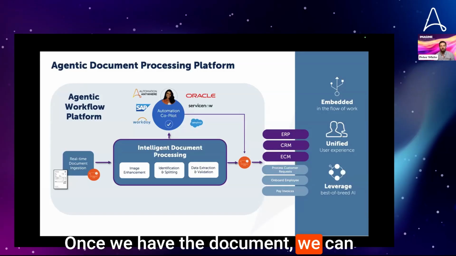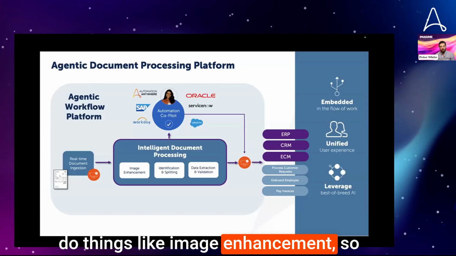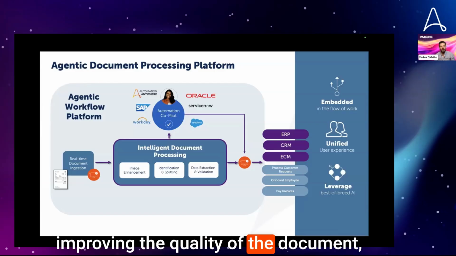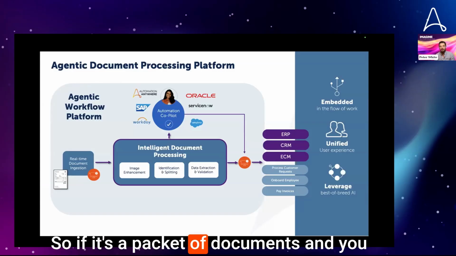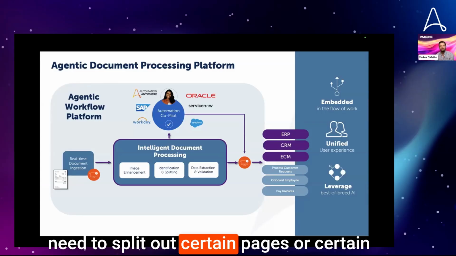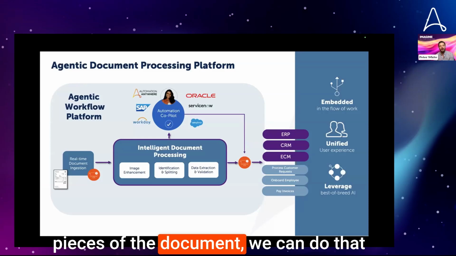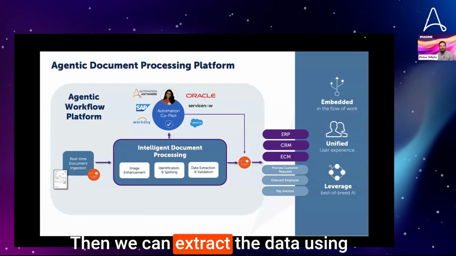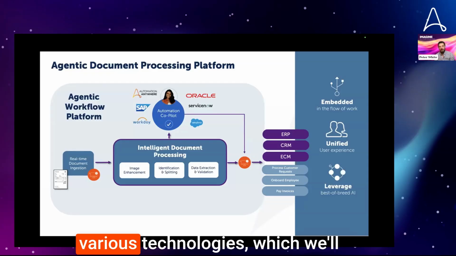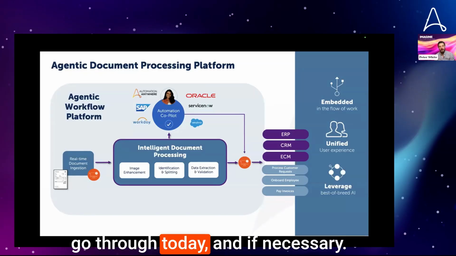Once we have the document, we can do things like image enhancement, so improving the quality of the document. We can do classification and splitting. So if it's a packet of documents and you need to split out certain pages or certain pieces of the document, we can do that through our AI-based classification. Then we can extract the data using various technologies, which we'll go through today.